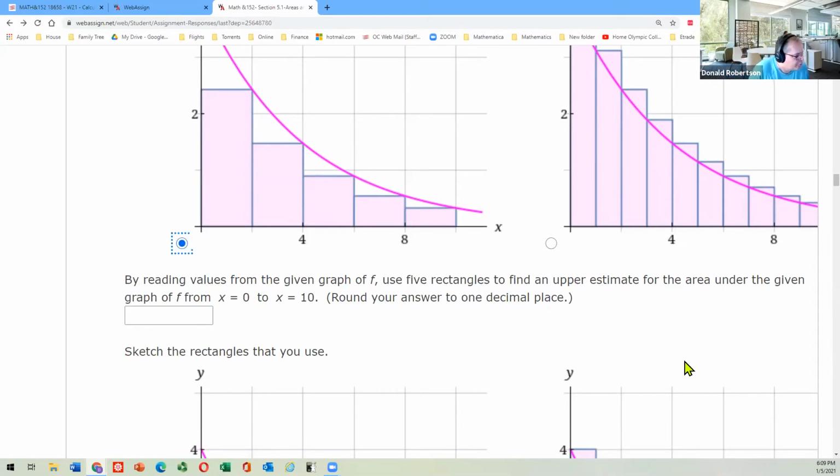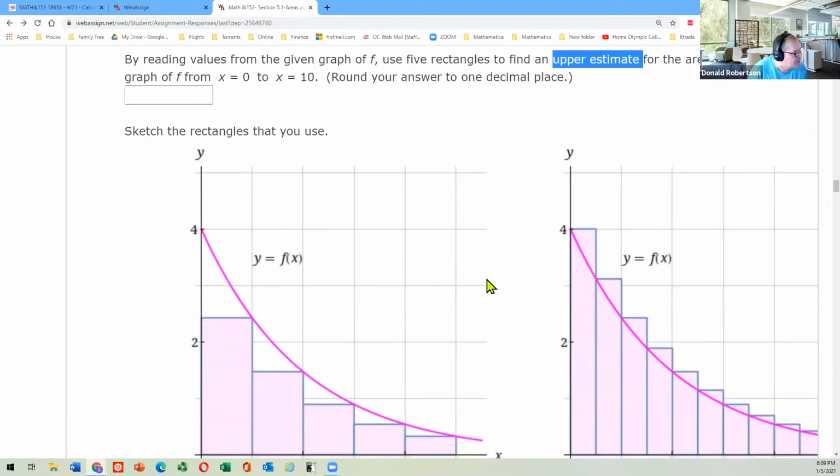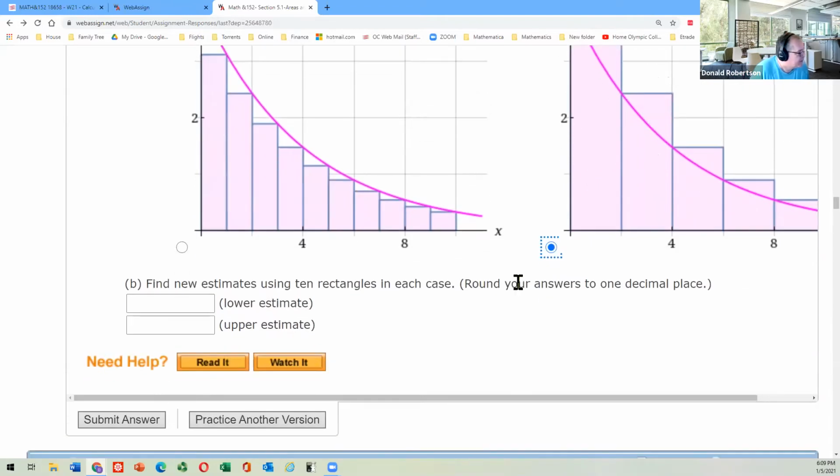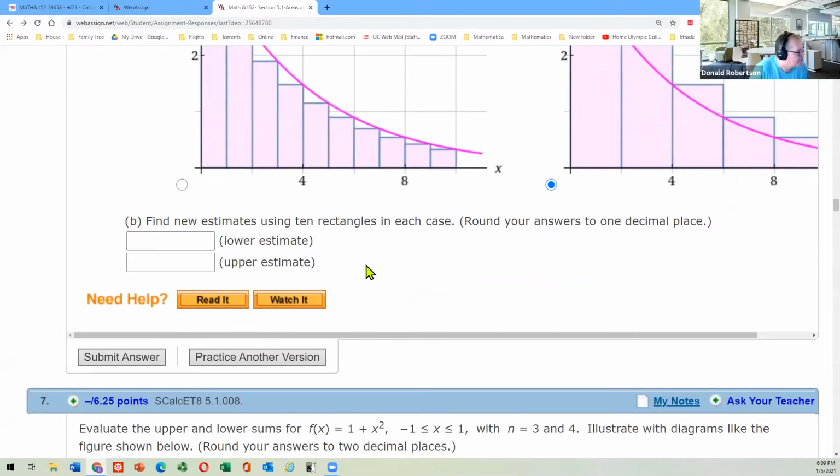Now, if you wanted to do an upper estimate, as they call it, I'd call it an overestimate. Wouldn't your picture be that one? And upper estimate and lower estimates, numerically, you put them in here.